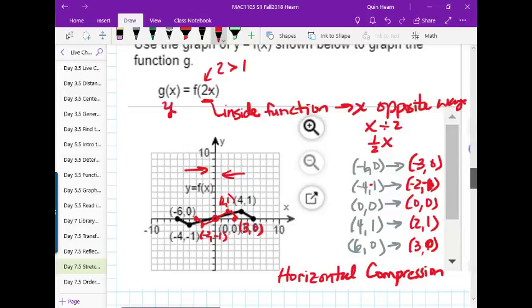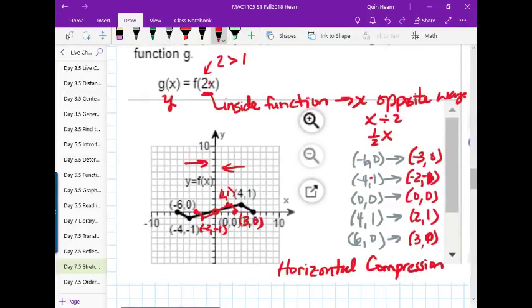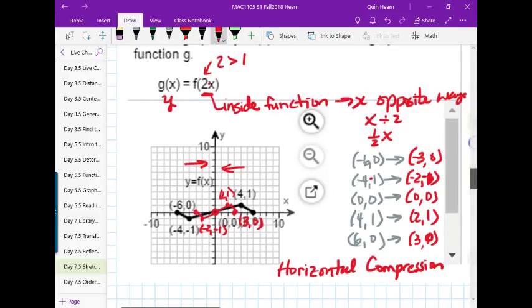Now, if we had multiplied x by, say, 1/2 in there, then we would have done the opposite of taking half of x. We would have doubled it, and we would have gotten a graph that was stretched further away from the y-axis.